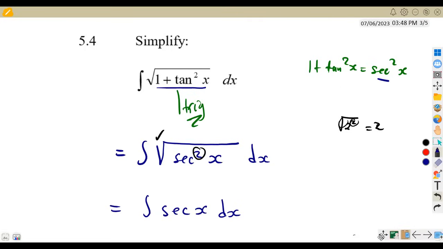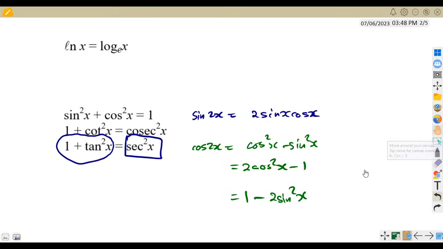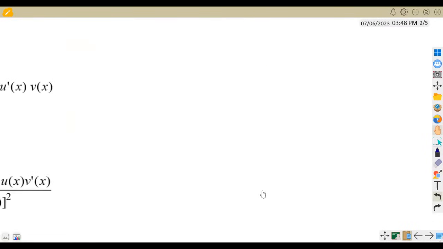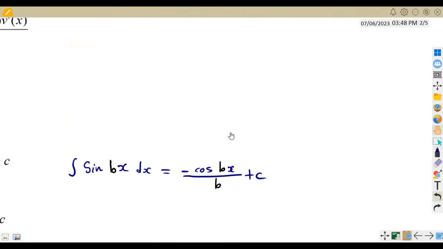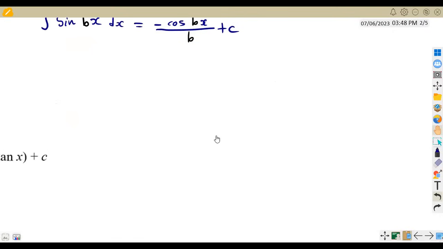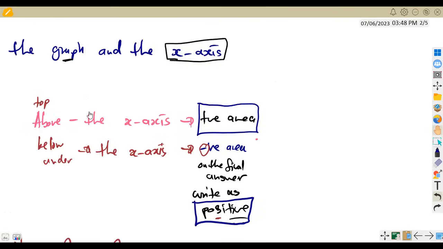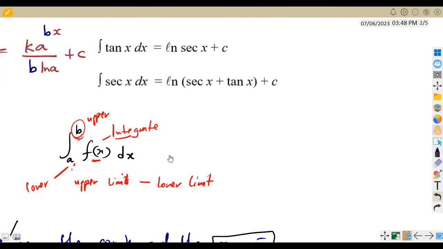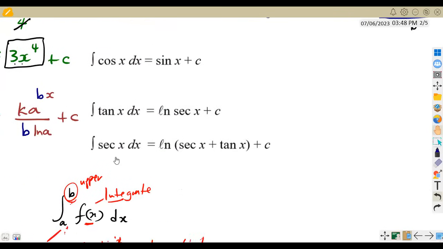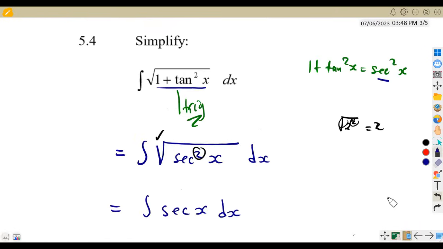We are also given the integral of sec x here. I want you to check this part. We are given this integral of sec x down here. We have the integral, which is ln of sec x plus tan x. Let's check here. We have got it. So if we check here, we have the integral of sec x, which is ln of sec x plus tan x. So this is the one that we are going to use.